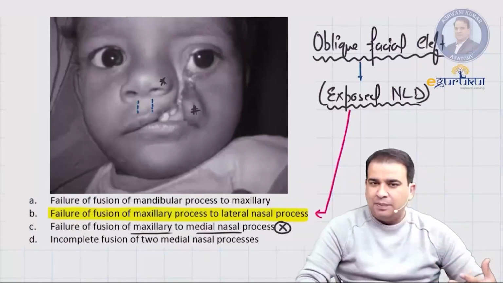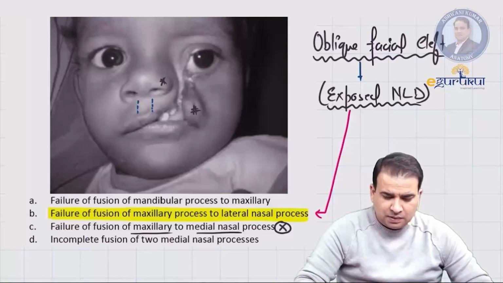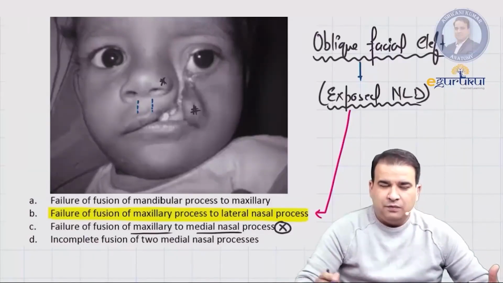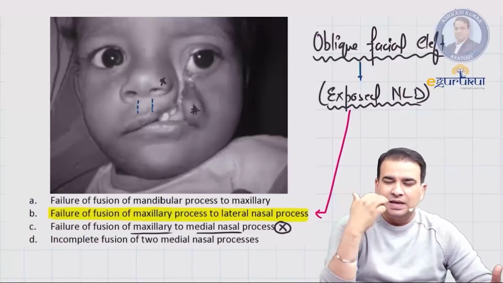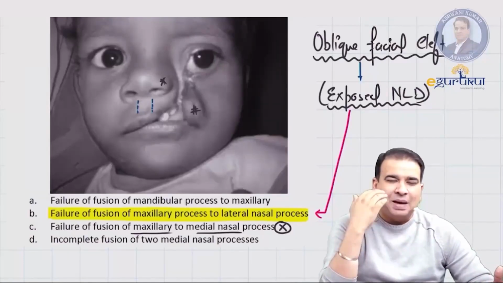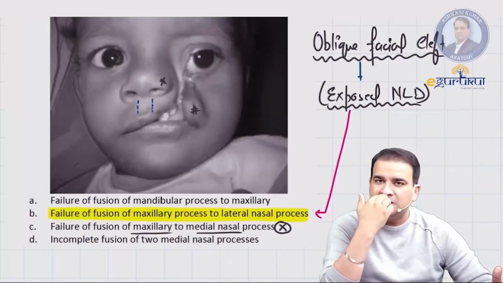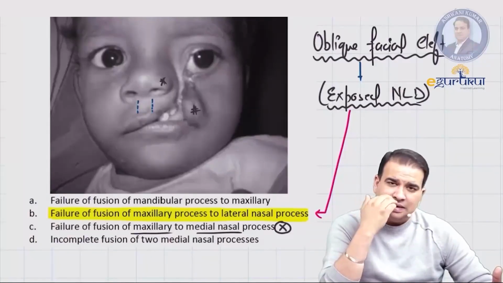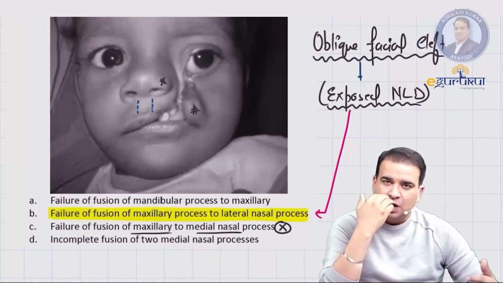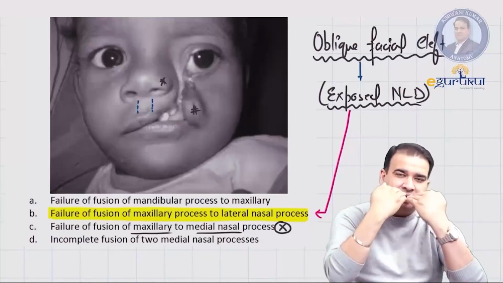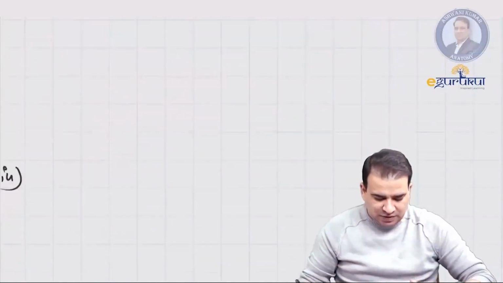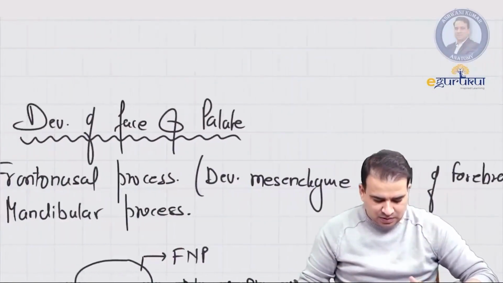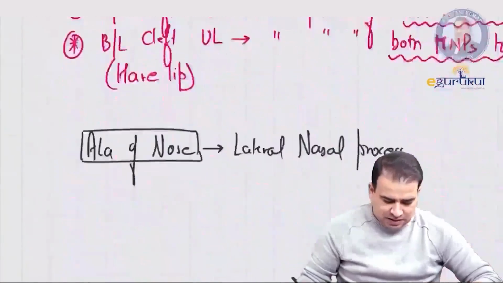This is about the development of the face. Now, what about the palate? If we know the development of the face, then the palate is no big deal, guys. The upper lip is derived from the maxillary process and medial nasal process. And the same maxillary and medial nasal process will give off extensions inside, and that will give rise to the palate only. So when it comes to the development of the palate, there is nothing new or special in that. Let me write that for you.